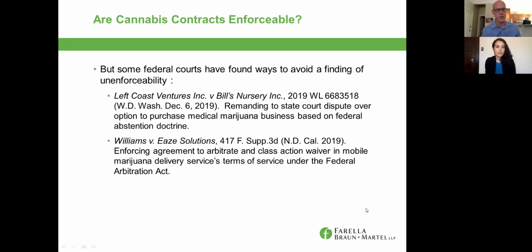Judge Donato relied on the Federal Arbitration Act, which provides that the provision in a contract related to arbitration, that is the arbitration clause, is actually severable from the rest of the contract. And even if the rest of the contract is ultimately determined to be void, the arbitration clause itself is still enforceable. And this was an arbitration clause that actually delegated questions of enforceability to the arbitrator. So Judge Donato just pushed the whole thing to the arbitrator and avoided having to address this conflict between federal law and state law regarding the enforceability of cannabis contracts.